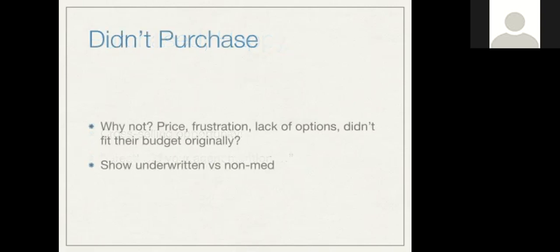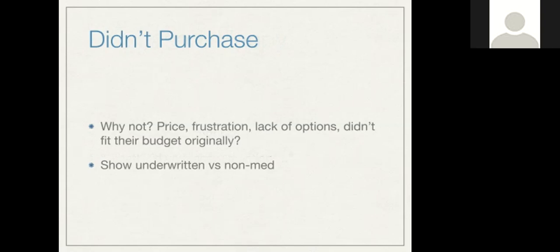If you run into somebody that just didn't purchase something, our goal is to figure out why they didn't make a purchase. And there could be any number of reasons for this. The price of the products they were shown may have been just across the board too high, and they felt like it couldn't fit in their budget. Well, maybe they weren't shown medically underwritten policies like we had discussed. You'll be surprised how often that's the case.